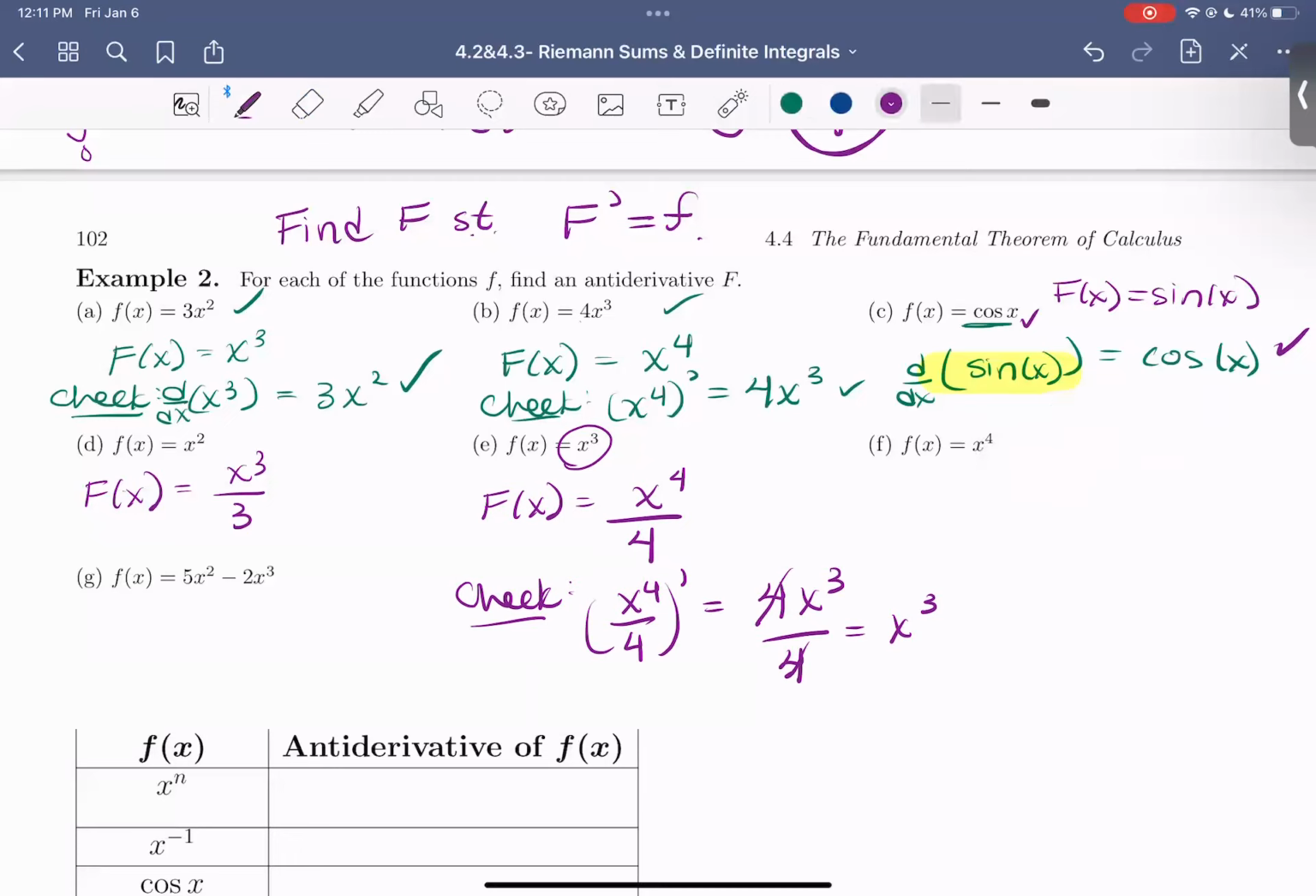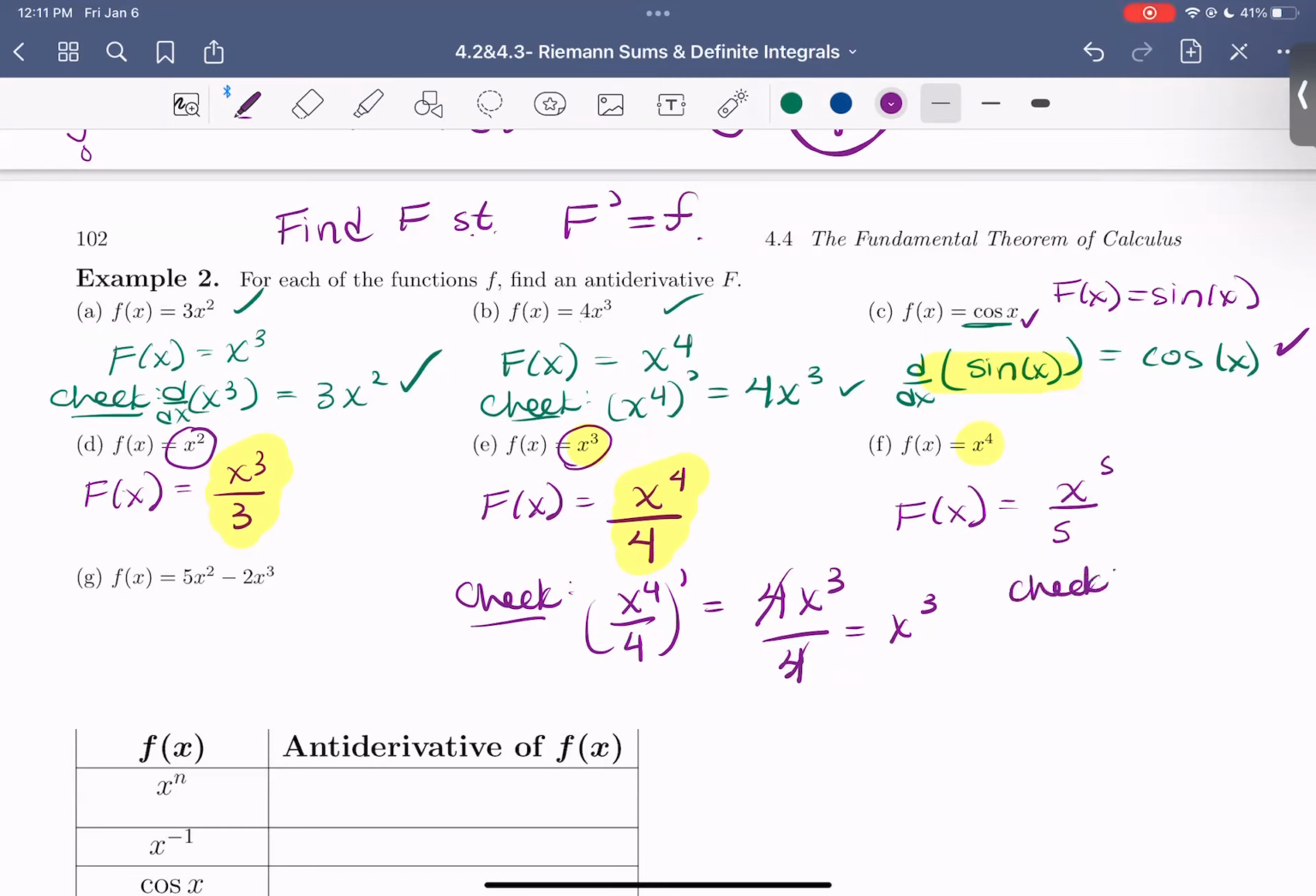Now we're looking at x to the 4. So notice we start with x squared, found an antiderivative to be x cubed over 3. For x cubed, an antiderivative was x to the 4th over 4. So what about for x to the 4? Awesome, good guess. Let's try an antiderivative of x to the 5th over 5.